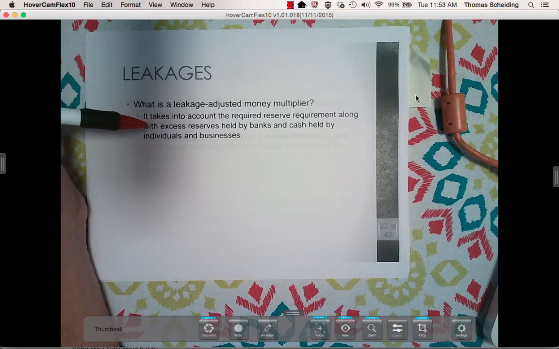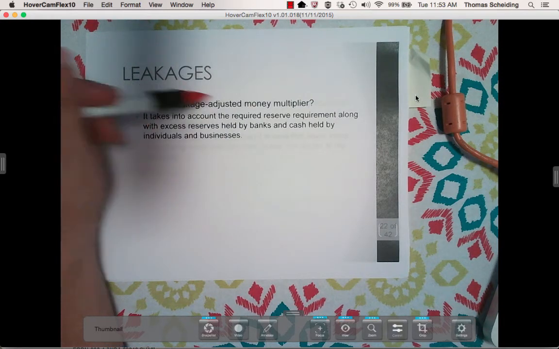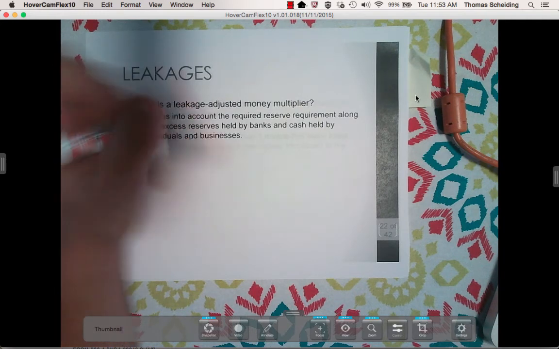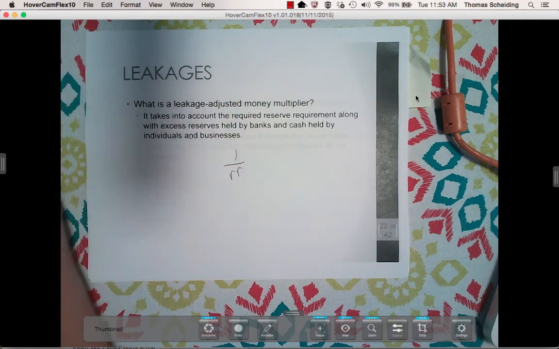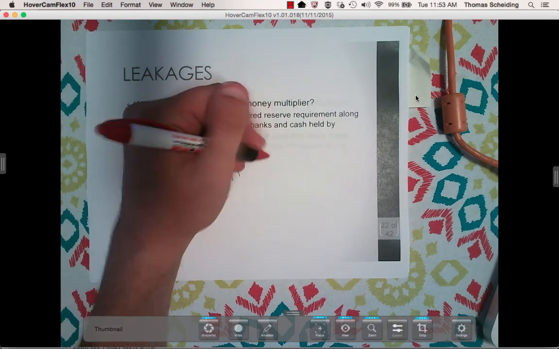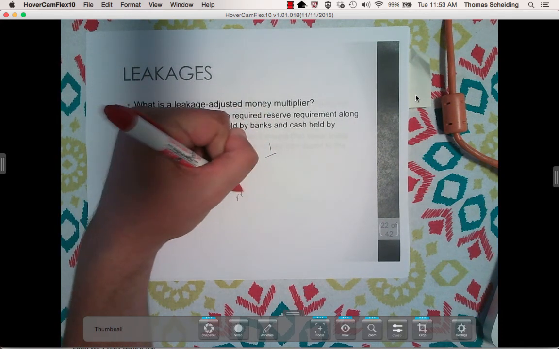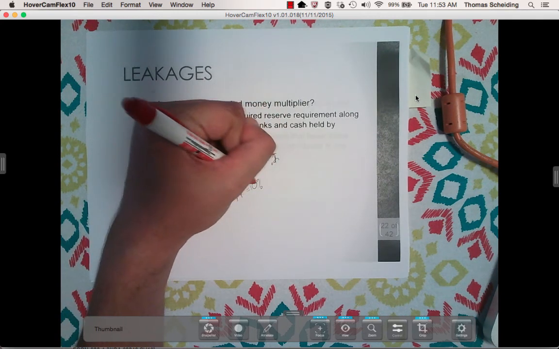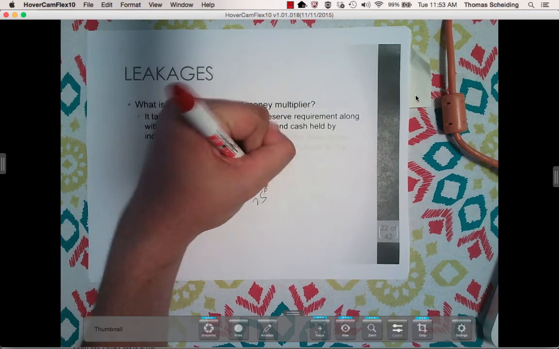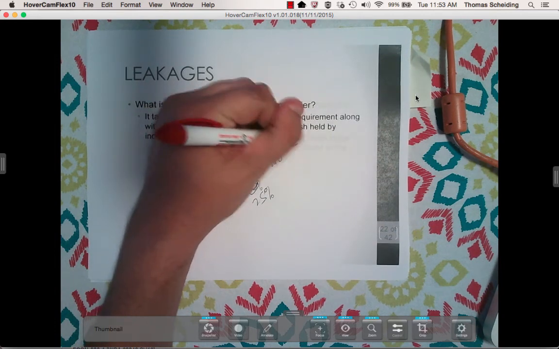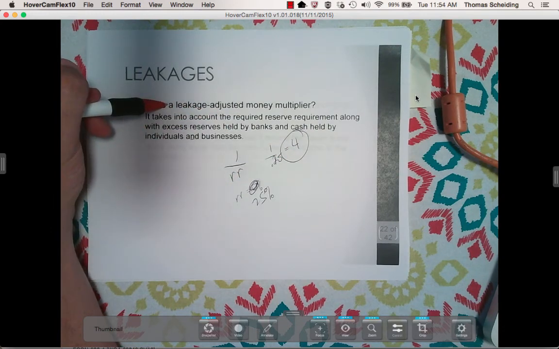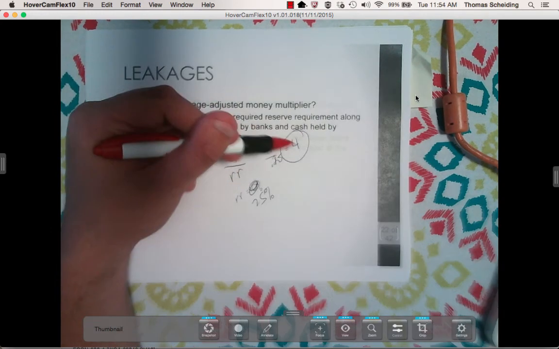So then what economists tend to do is they adjust the money multiplier for all these leakages. So this would be something less than the 1 over the reserve ratio. It would be something less than whatever that ratio is. So again, if the required reserve ratio was 10%, or let's just make it 25%, my money multiplier theoretically would be 4, but we're saying the leakage adjusted money multiplier would be something less than 4.